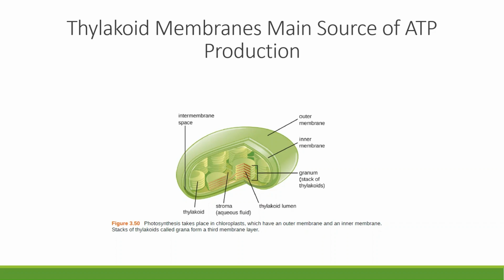The stroma is like the cytoplasm for chloroplasts. Then the thylakoid lumen is the fluid inside of the thylakoid membranes. So we have the stroma and the thylakoid lumen, and the thylakoid lumen is a space inside of the thylakoid membranes.